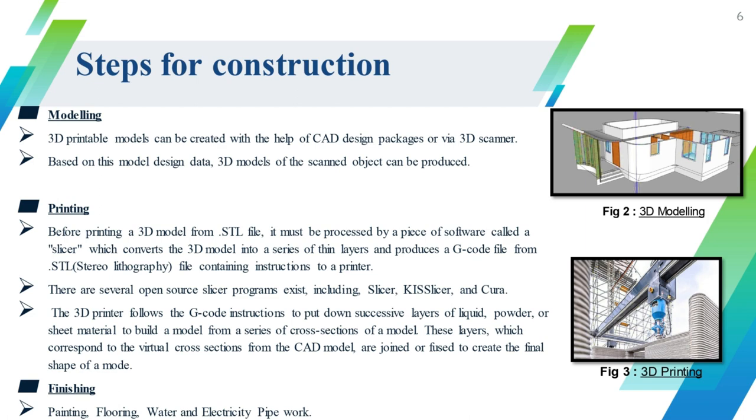There are several open source slicer programs, including Slic3r, KISSlicer and Cura. The 3D printer follows the G-code instructions to put down successive layers of liquid, powder or sheet material to build a model from a series of cross-sections of the model. These layers, which correspond to a virtual cross-section from the CAD model, are joined or fused to create the final shape of the model.